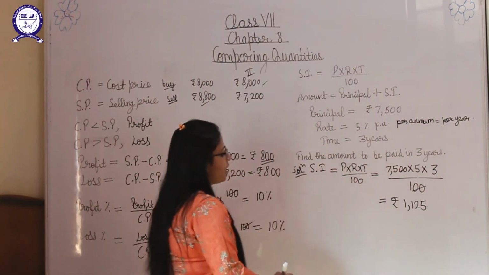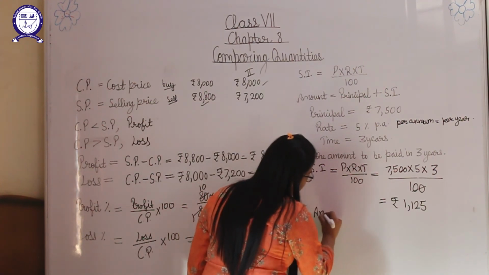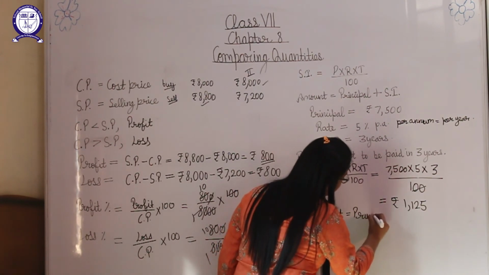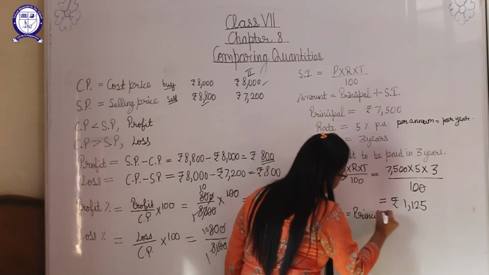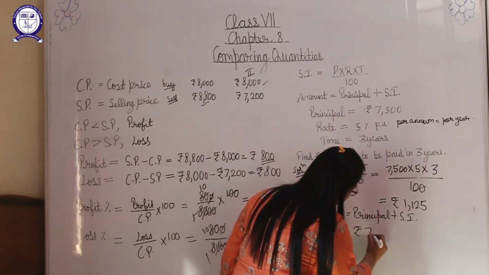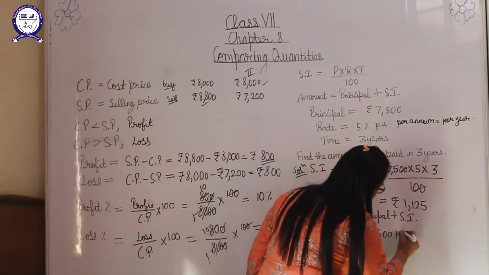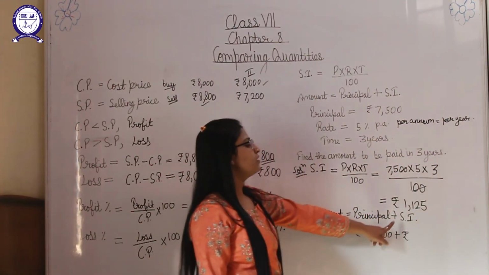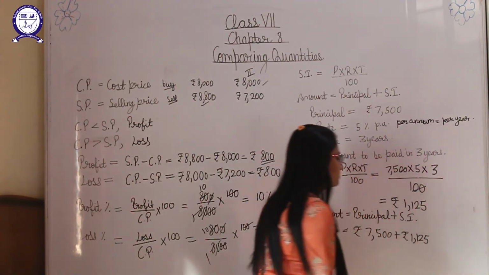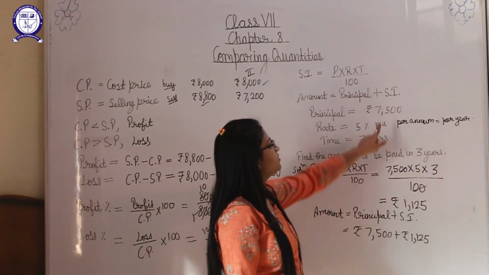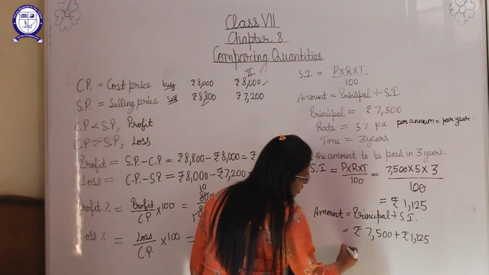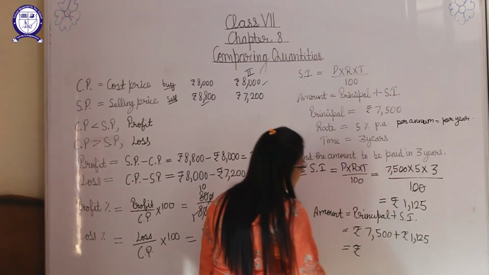Now as we have to find the amount, what is the formula for amount? Amount is equal to principal plus simple interest. Now what was the principal? Principal is rupees 7500. What is the simple interest which we have calculated now? It is 1125. So we will write 1125. 7500 is the principal and 1125 is the simple interest. Now we will add both of them and we will find the amount.